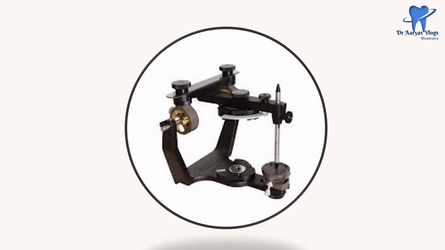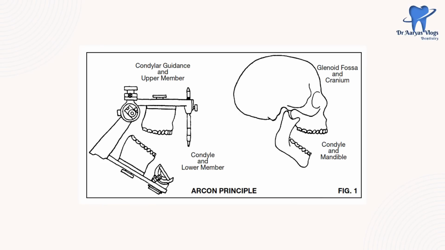And let's see in detail the various parts of an arc-on type of semi-adjustable articulator. This is the Hanau Wide-Vue articulator. Okay. And these Hanau Wide-Vue articulators are classified as semi-adjustable articulators, and they are of arc-on principle. What is this arc-on principle?